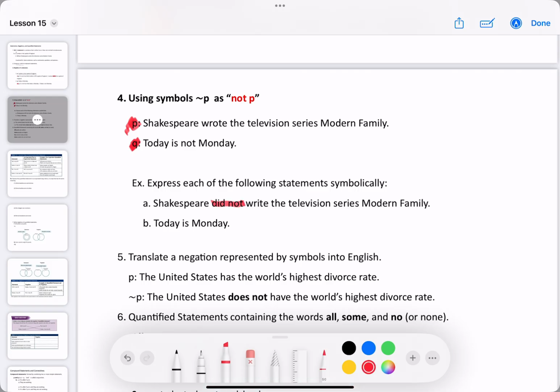Shakespeare didn't write the television series Modern Family. But here P says Shakespeare wrote the television series. This is the negation of P, so let's put not P here. Today is Monday is my B. But my Q is today is not Monday. So my B means the negation of Q.